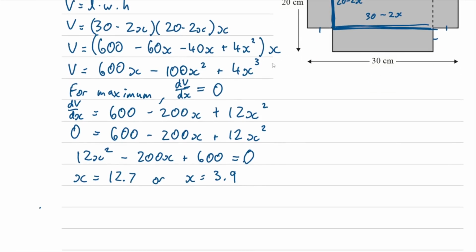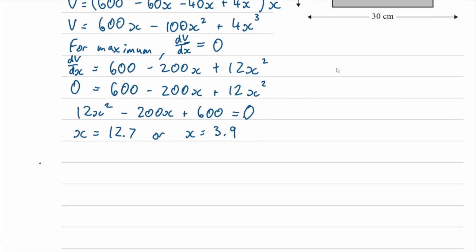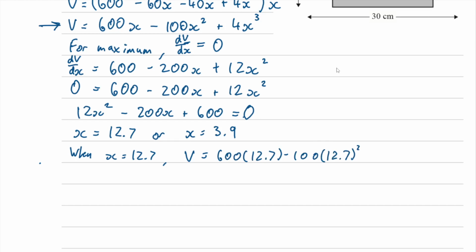what would the volume be? Right, so our next step. We need to try both, because we are not sure which is the maximum, assuming we didn't graph it. So when x equals 12.7, the volume would be 600 times 12.7 minus 100 times 12.7 squared, plus 4 times 12.7 cubed. So all I did there was substitute in 12.7 for x in our volume equation.